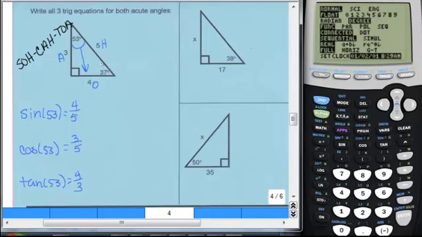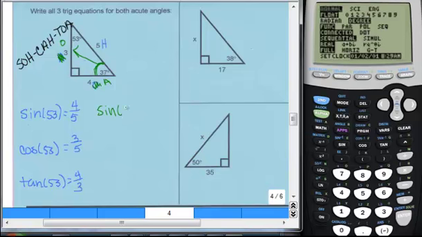Okay, then whenever we focus on 37, 5 is still our hypotenuse, that's not going to change, but the opposite and adjacent switch, because 4 is now what is next to 37. So this is my adjacent side, and then across from that is my opposite side. So 3 is now my opposite.